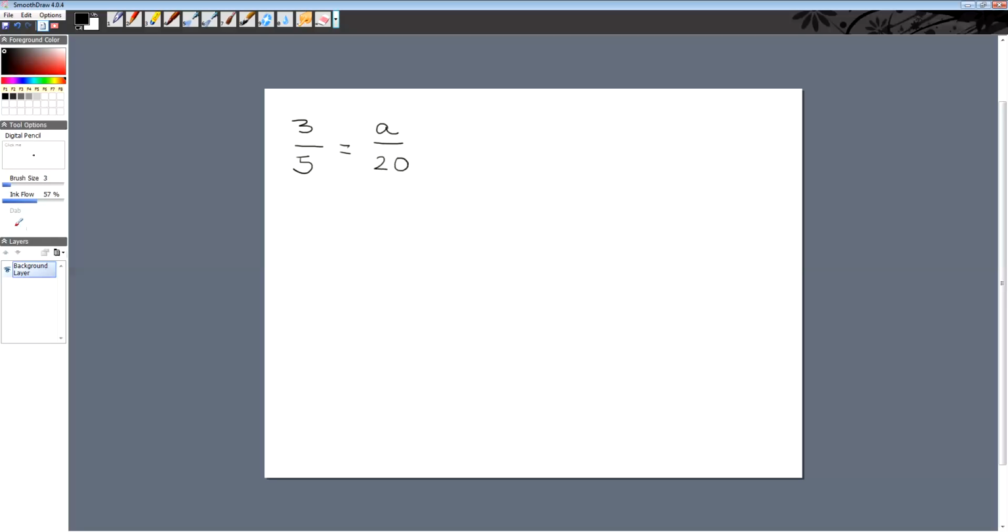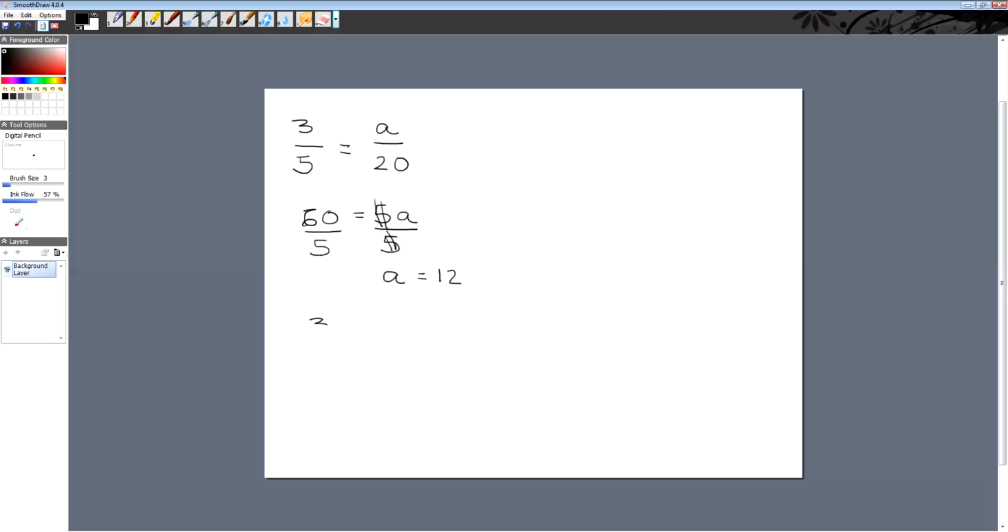In order for these two fractions to be equal, you can perform a cross product here. 3 times 20 is 60 equals 5 times A. And here's a little algebra being thrown in here. In order to solve for A, divide both sides by 5, because you can do the same thing to both sides. It doesn't change the equation. The 5's cancel out, and you're left with A equals 12.